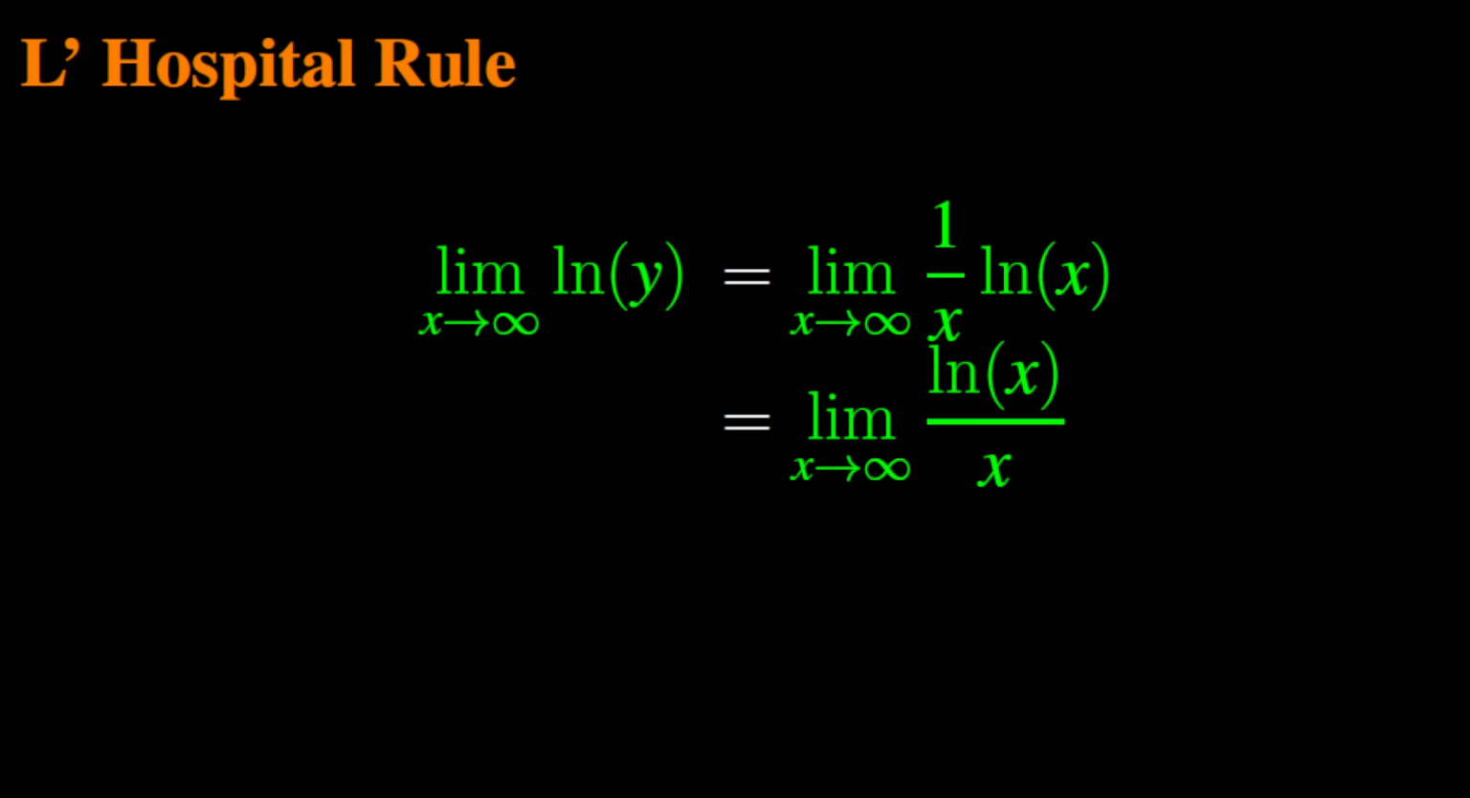However, this rule primarily applies to the case of 0 over 0, or infinity over infinity. So, the first thing we have to do is transform the product 1 over x times logarithm of x into a fraction. We naturally rewrite the expression as the fraction logarithm of x over x. The new expression of the limit is limit as x goes to infinity of logarithm of x over x.